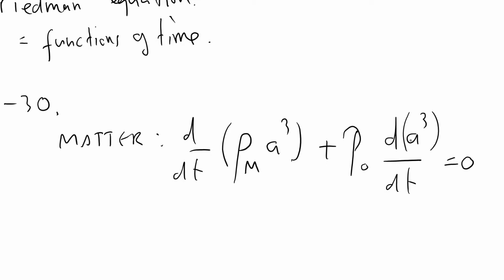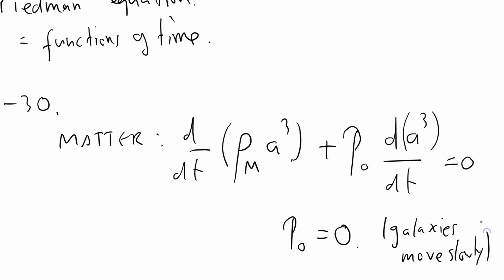That was basically a statement of the first law, although it had to be significantly modified, or we had to do a lot of work to make sure that that equation was actually true in the co-moving coordinate system that we're considering. What I'm going to do is assume that the pressure equals 0 on the grounds that the galaxies move slowly. Slowly compared to the speed of light, of course.